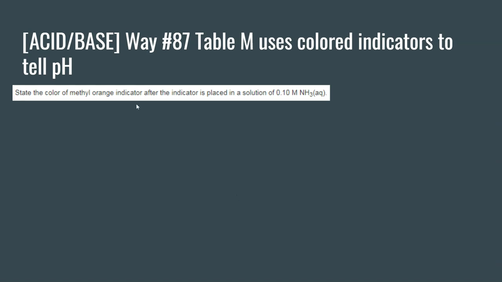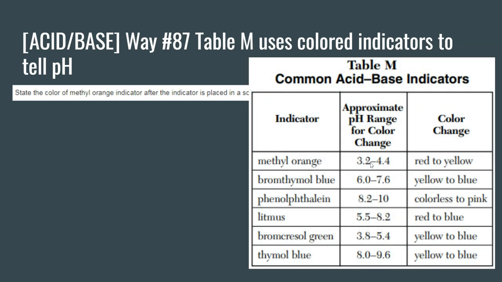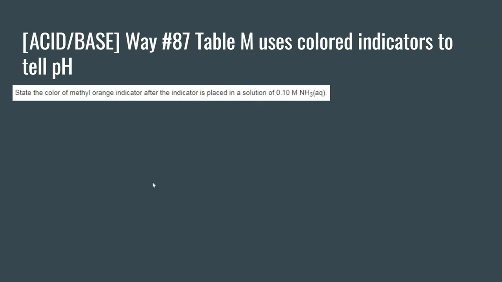State the color of methyl orange indicator after the indicator is placed in a solution of 0.10 molar ammonia. Now you may be wondering, what is ammonia? Well, if you look on Table K and Table L, you'll find that ammonia is a common base. So bases refer to pHs above 7. So what color is methyl orange above 7? Well, above 7, it should be yellow because that's where it's basic. So the answer is yellow.